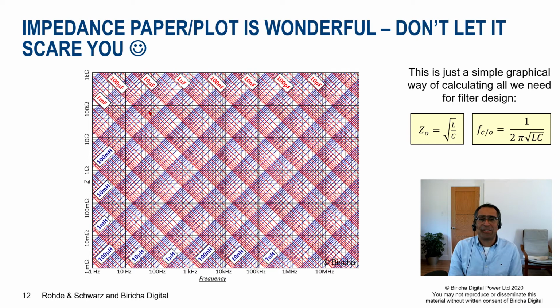Please do not let this intimidate you. It actually is very, very straightforward. It is just a very simple graphical way of calculating these two equations and working out these values. So as you can see with this impedance paper, I can very quickly set my crossover frequency. Based on that, calculate the L's and C's, having crossed out all the regions of the capacitances and the inductances that I cannot use.